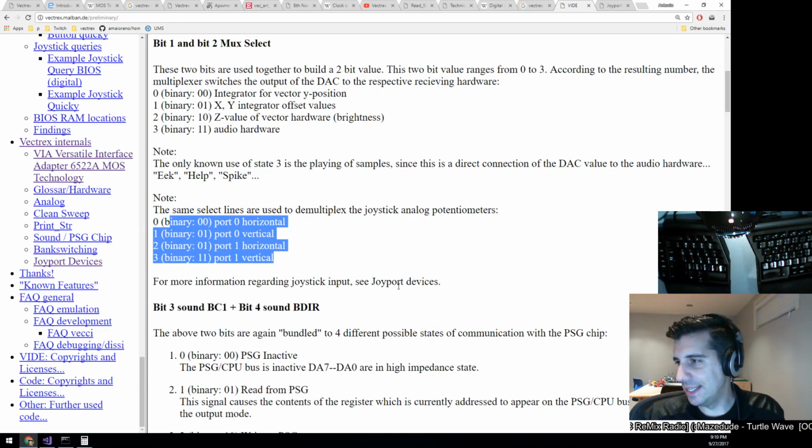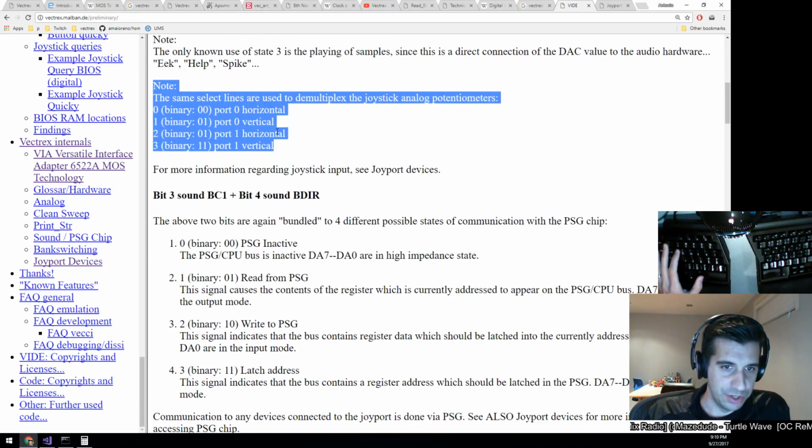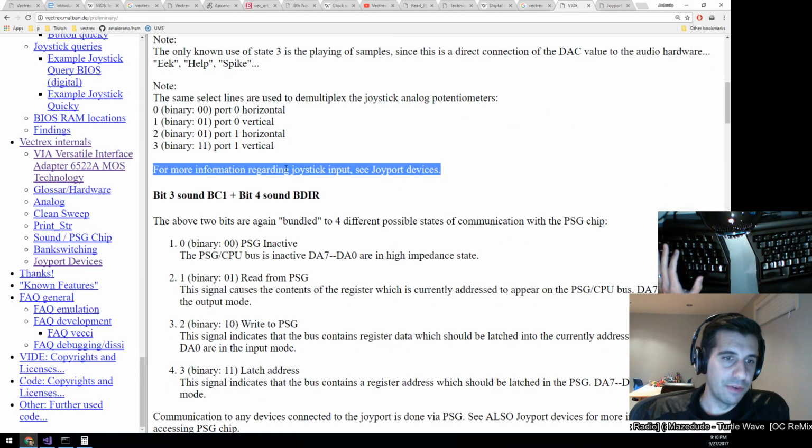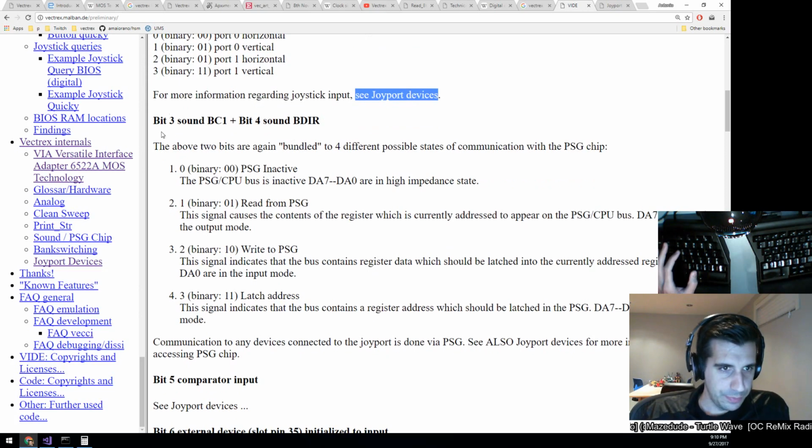So I was happy to see that what I had figured out matches up with what he wrote here. So that's cool. And then he says, for more information regarding joystick input, see joyport devices, which we will be doing tonight. Other things I was reading here.